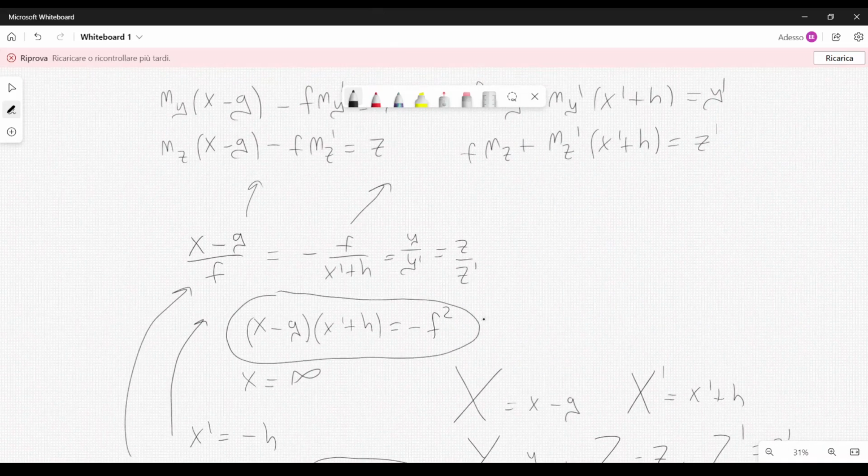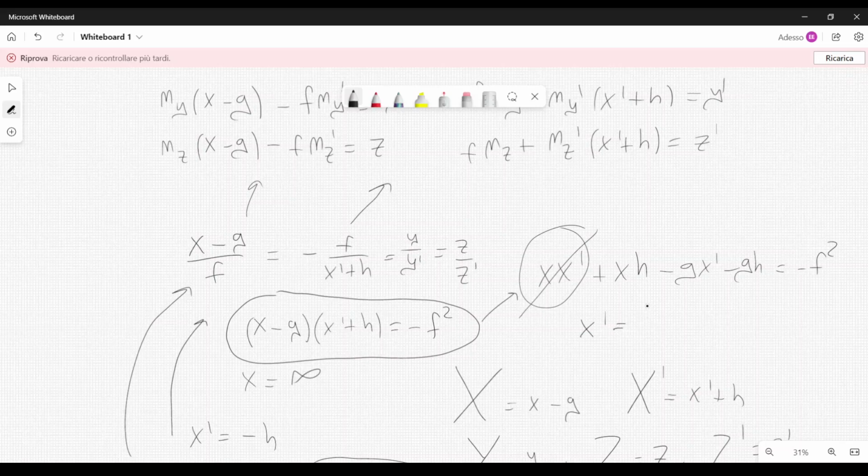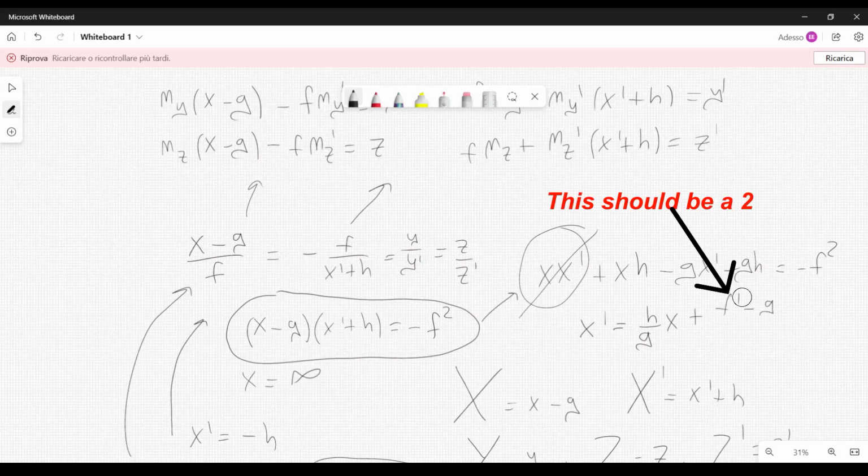We can rewrite this equation simply like this, so we can multiply the terms. We have x prime plus x times h minus g x prime minus gh equal to minus f squared. But if the coefficients are very large, this term here can be neglected, and therefore we can rewrite our equation like this: x prime equal to h over g, this multiplies x plus f squared minus gh over g.